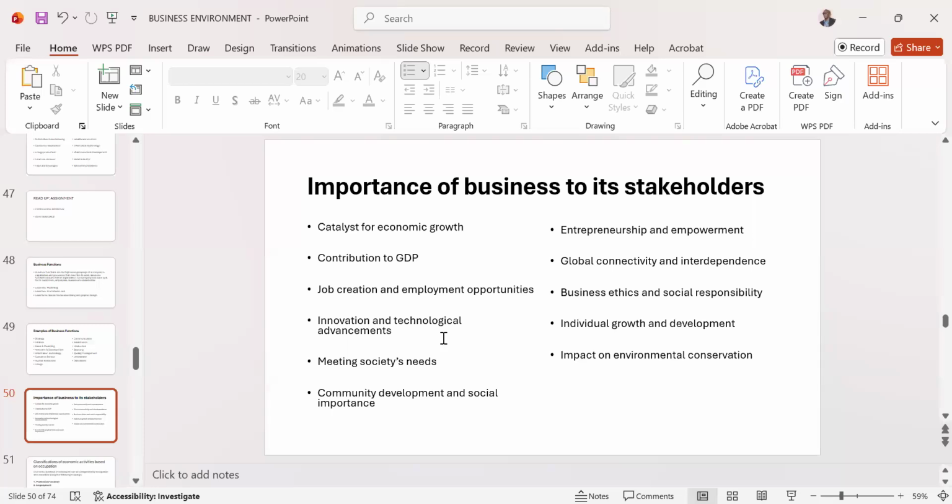Let's continue. Another thing is meeting society's needs. Let me ask for your opinion on that. Let me hear you. How do you think businesses meet the needs of the community? You mentioned community as part of the stakeholders, society. So how can they meet their needs?